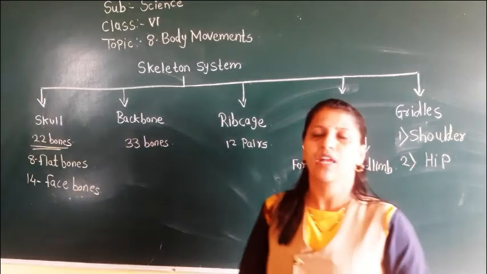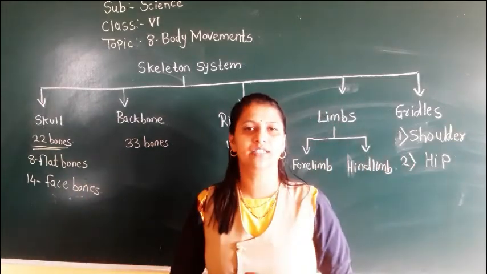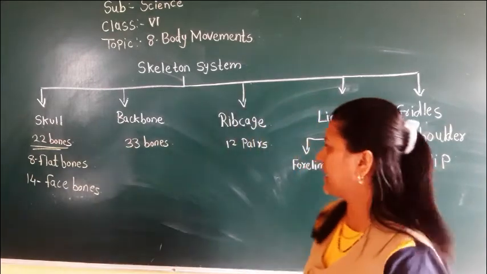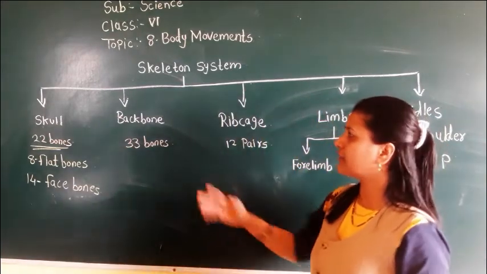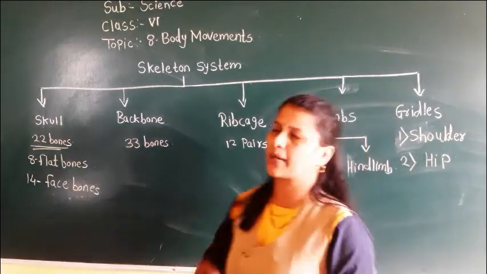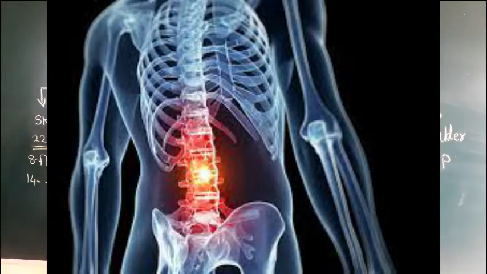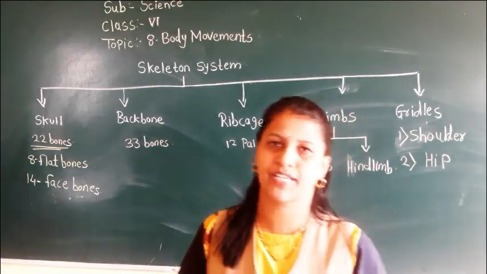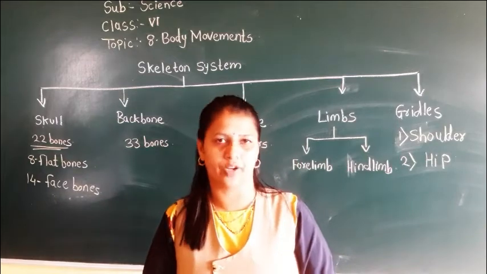Are you getting it? All the bones of the skull are fixed except the lower jaw. So the next part of the skeletal system is the backbone. This is the backbone, which protects our spinal cord.